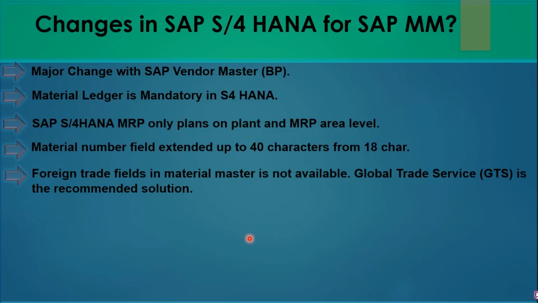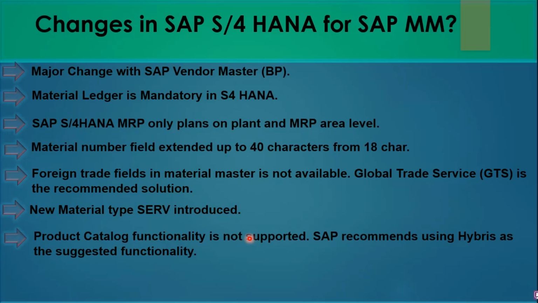Foreign trade fields in material master have been removed, and now SAP suggests that for foreign trade you should use GTS, that is again a different module, Global Trade Services. Then a new material type has been introduced for service type of materials. Although the old material type DIEN also exists in S4 HANA, for services a new material type SERV has been introduced in S4 HANA. Product catalog functionality is no more supported in SAP. For that, SAP recommends you should use again a different module, that is Hybris.